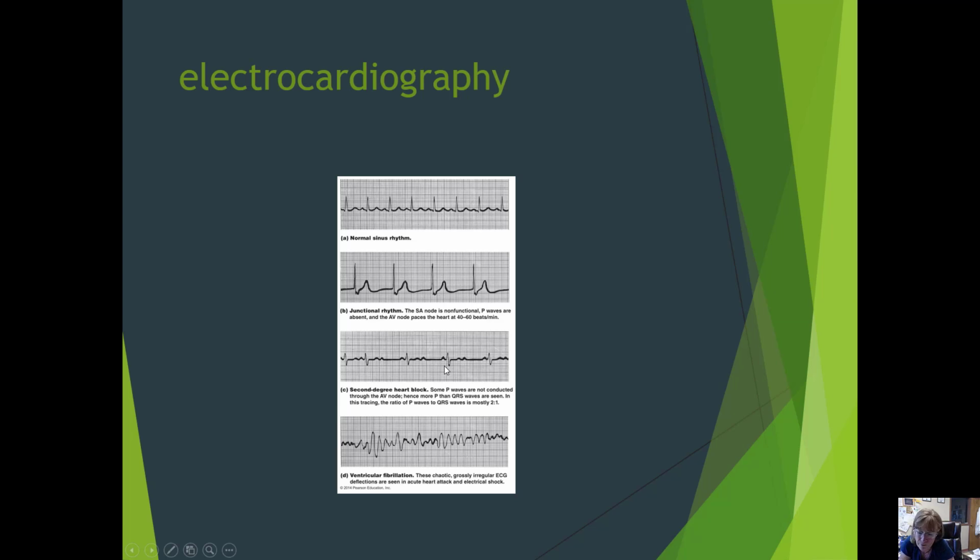One other rule of thumb with electrocardiography is there should be a QRS for every P, and there should be a P for every QRS, and that would ensure that we have normal cardiac electrical rhythm. And then the last one down here is ventricular fibrillation. So the ventricles are doing whatever they want, and we don't have any sinus rhythm, and we don't have any regular contraction, and this is when we defibrillate.